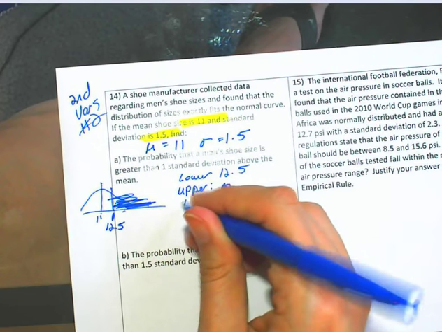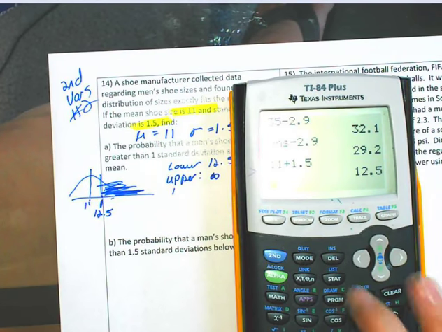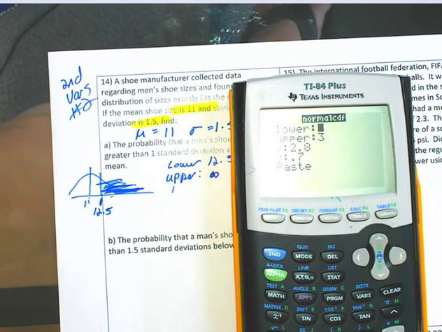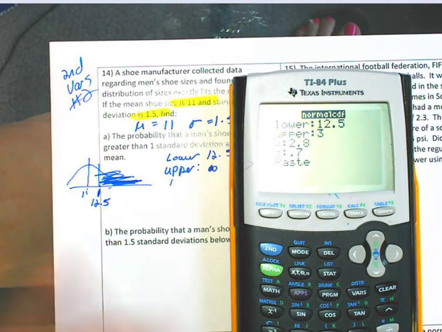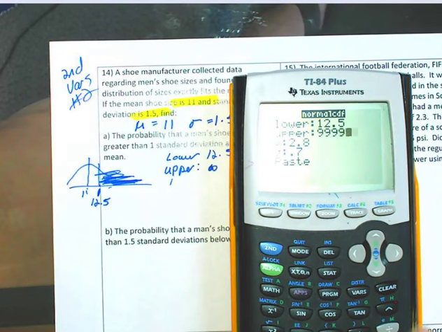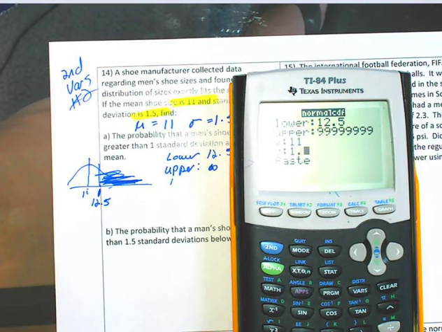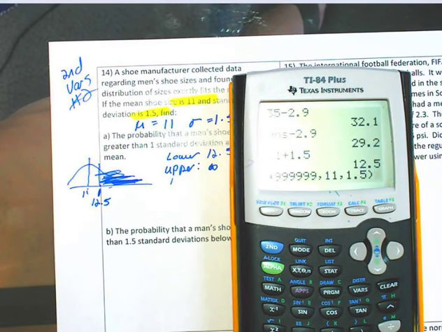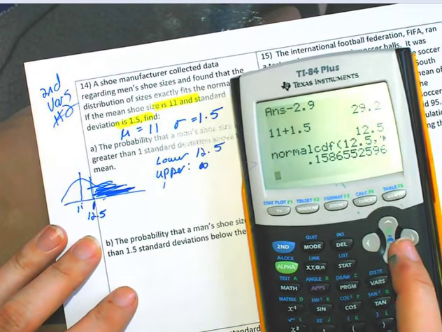And then I have my mean and standard deviation. Now we can go into the calculator, second VARs, normal CDF. Our lower was 12.5. For my upper, remember you can't put infinity into the calculator, so I'm going to do 999999999. Mean is 11. Standard deviation is 1.5. When you get back to that screen, press enter one more time. So 0.16.